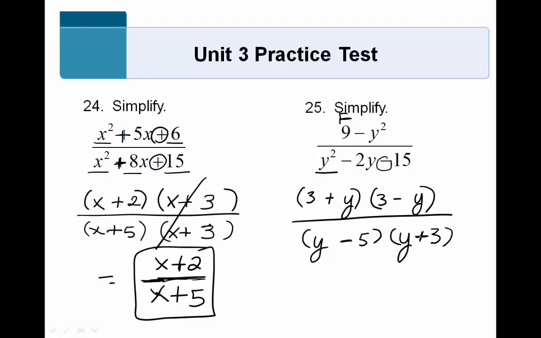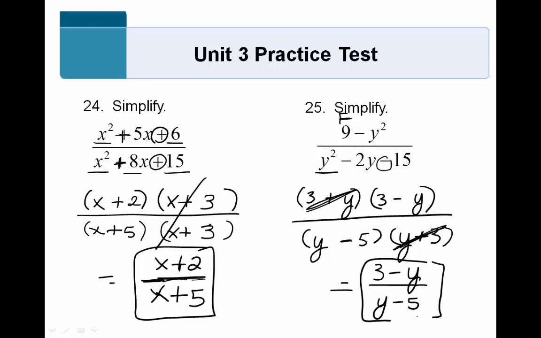Okay. Now I need to remember, if you have a common factor on the numerator and denominator, you can remove it. And notice 3 plus y is equal to y plus 3. So this divided by this is 1. So you're left with 3 minus y over y minus 5. Right, and that concludes the review for the Unit 3 practice test.